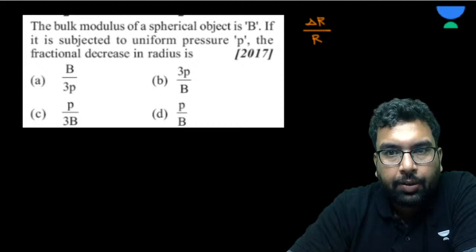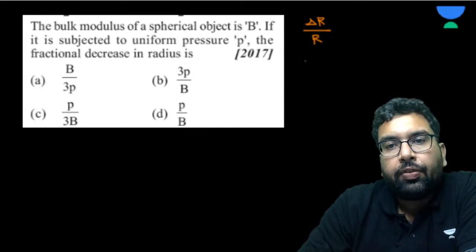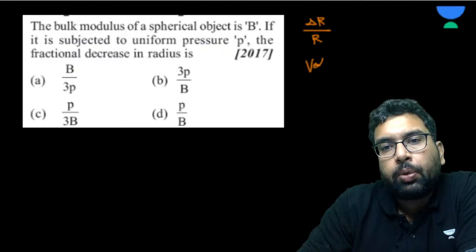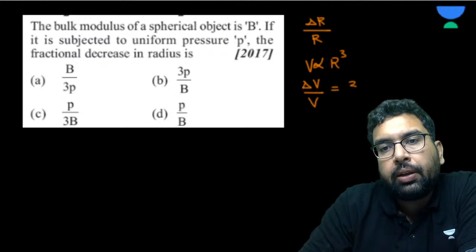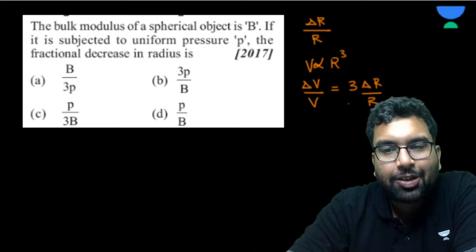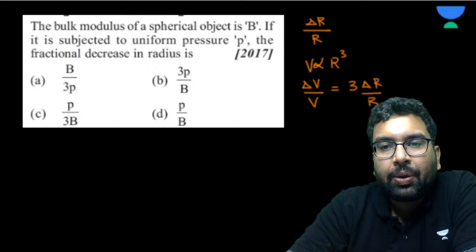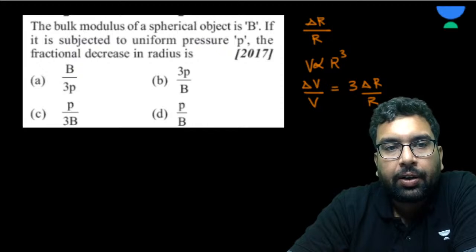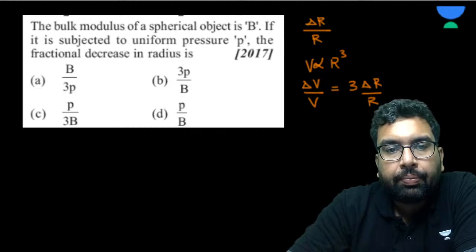Did you forget? See, V is proportional to R cube. So when V is proportional to R cube, delta V by V must be 3 times delta R by R, isn't it? Haven't we seen it in the first chapter? Yesterday we were doing questions of it. You forgot? Yes or no? Please answer me.